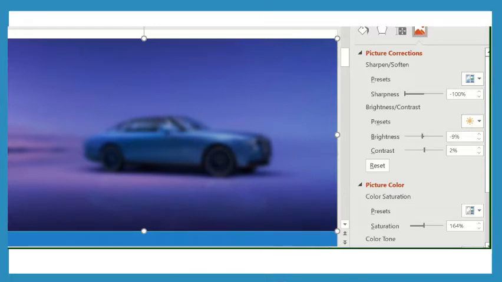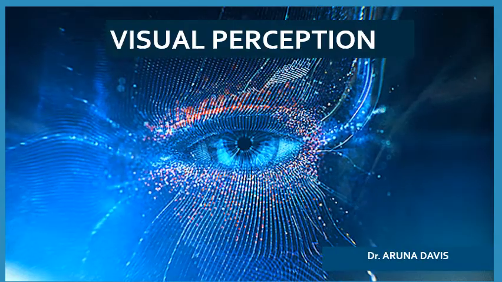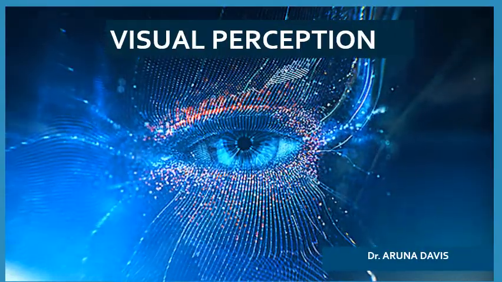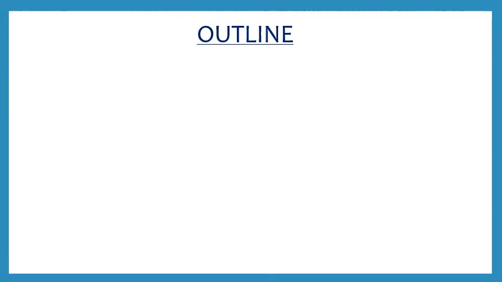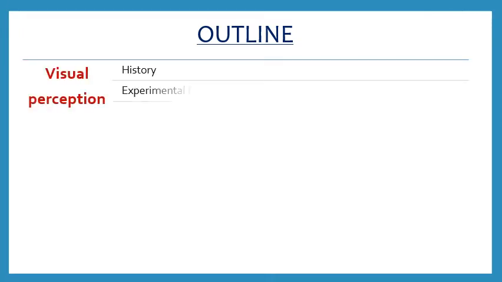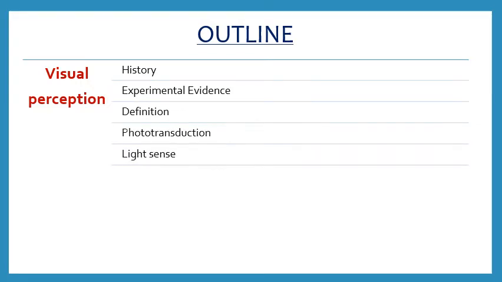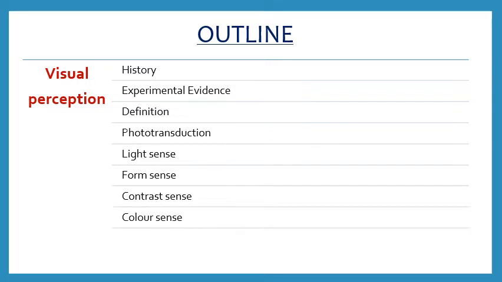So all these point to the fact that all these components should be correct for the proper perception of the image by our brain. So on that note, the topic for today's presentation is visual perception. In this presentation, I'm going to tell about the history, some experimental evidence, the definition, the basic steps of phototransduction, then about light sense, form sense, contrast sense, color sense, depth perception, as well as some applied aspects.